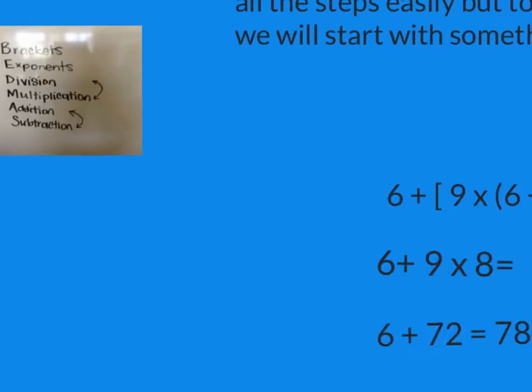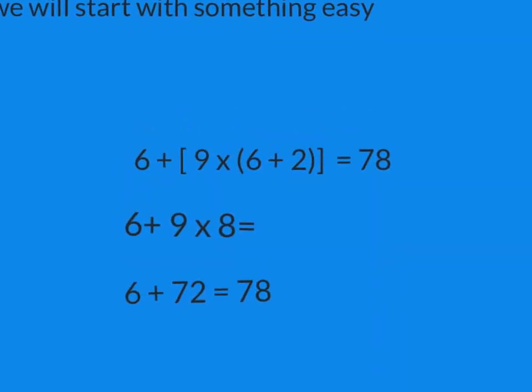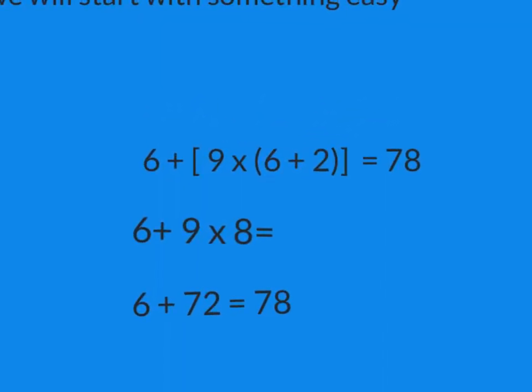So now we're going to go over to our question, and now that we just learned the order, we're going to start with the first bracket. So that's going to be 6 plus 2. And since 6 plus 2 equals 8, we're going to write that down, but all over again. So 6 plus 9 times 8, and that will equal 72. So we're going to write that down all over again, 6 plus 72, and that equals 78.